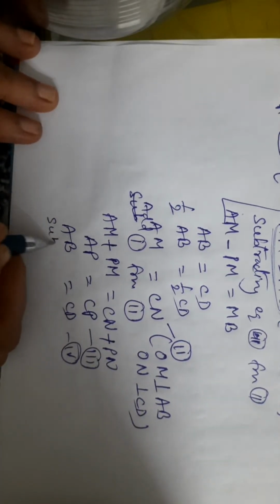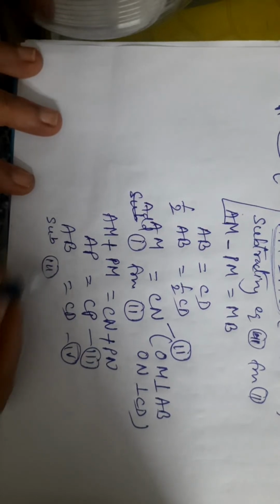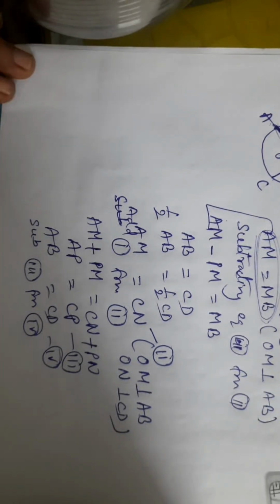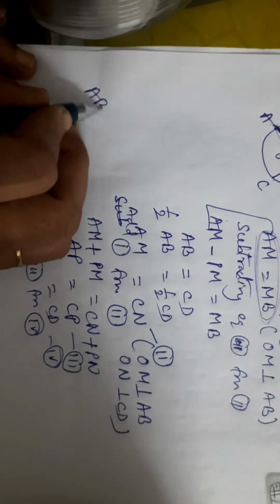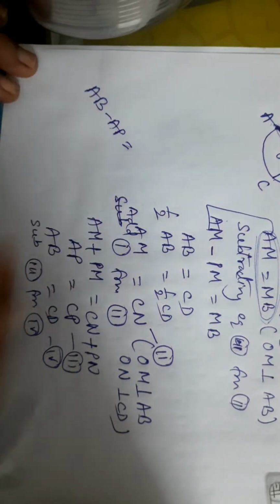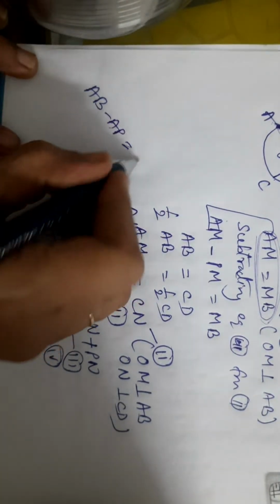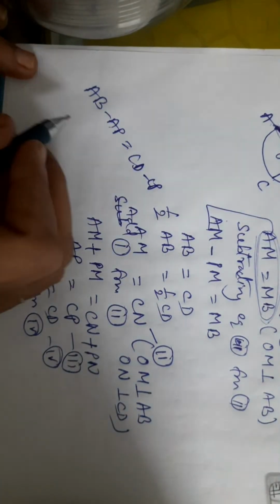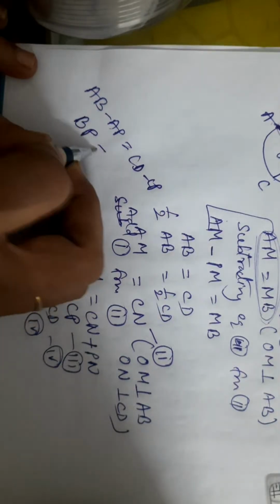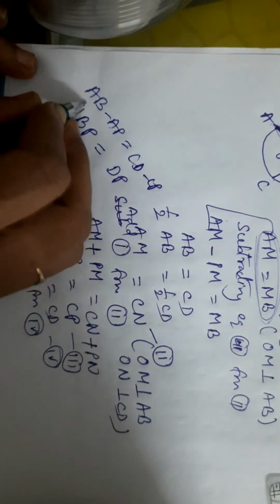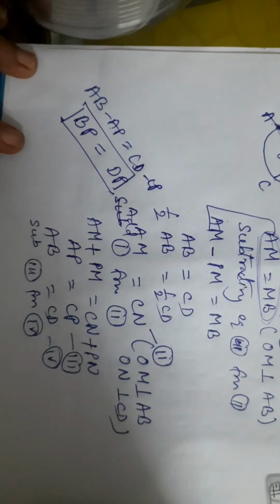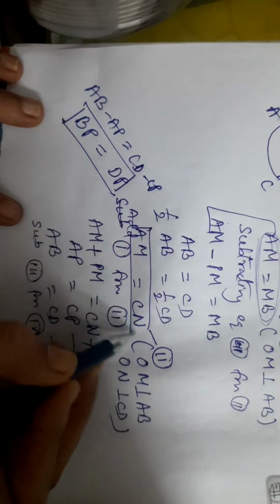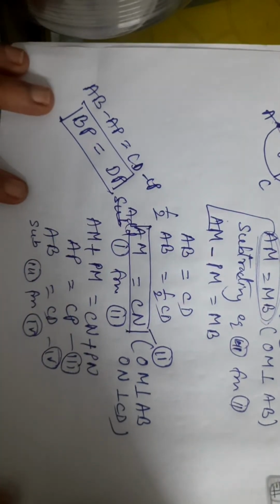Now subtracting 3 from 4, our third equation is AB minus AP will be equal to CD minus CP. Now AB minus AP will give BP, whereas here it is DP. So this is one of the proofs which we need to show, and the first one, this one, AM equal to CN. So we got this completed with the second question.